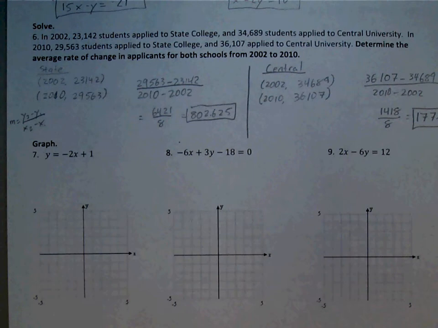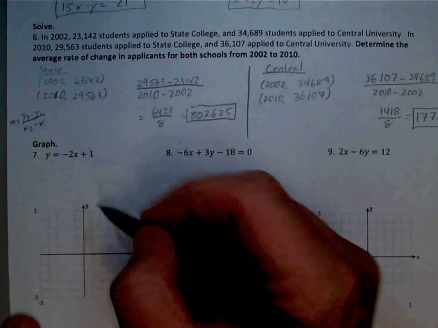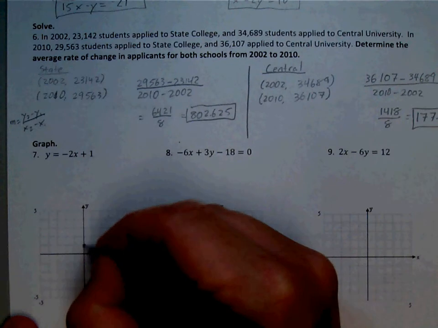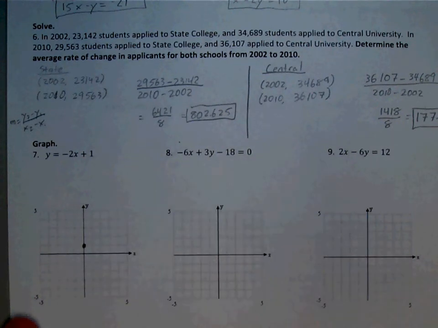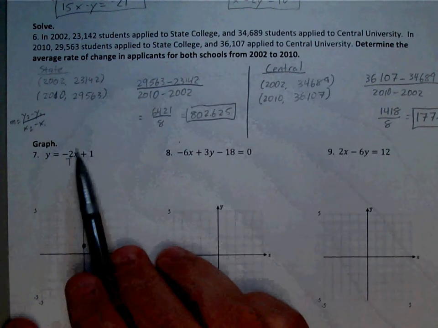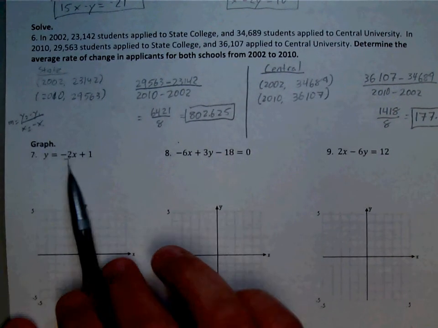Okay, 7, 8, 9, we're graphing. 7's in slope-intercept form. If we remember slope-intercept form, we would remember that we should start with the y-intercept. The y-intercept is positive 1, so go to your y-axis to positive 1 and put a point there. And then our slope is negative 2. I'm going to think of that as a fraction because of rise over run, so negative 2 over 1. The 2 is negative, the 1 is positive.